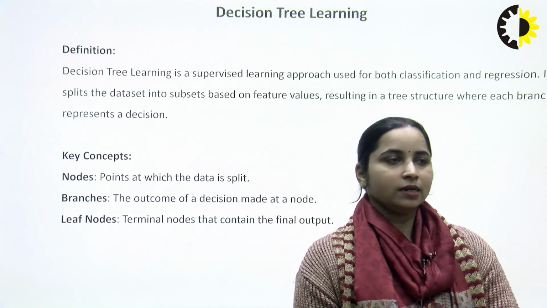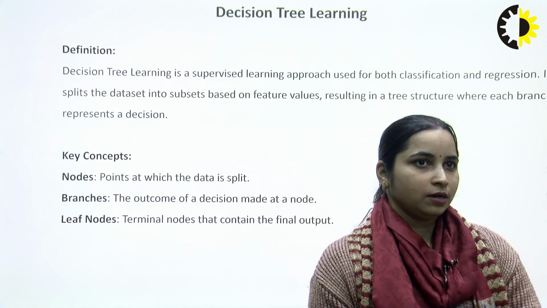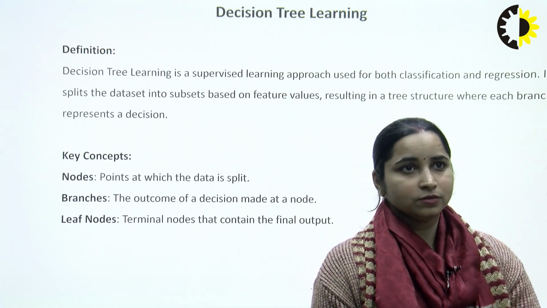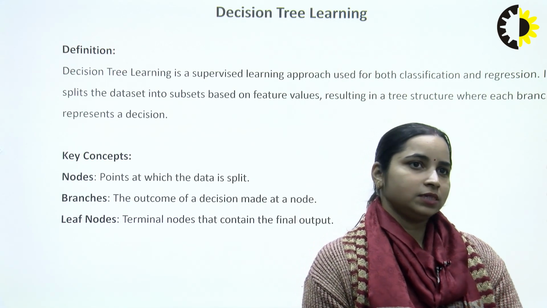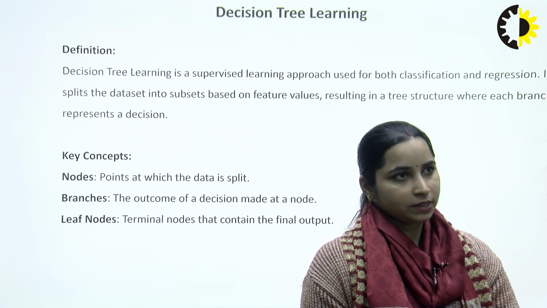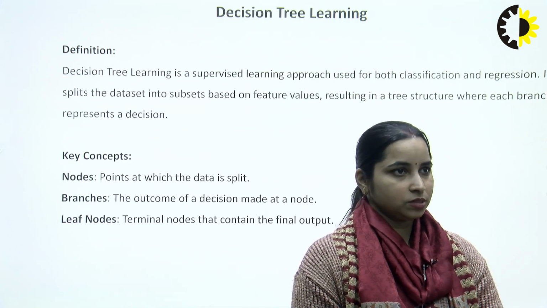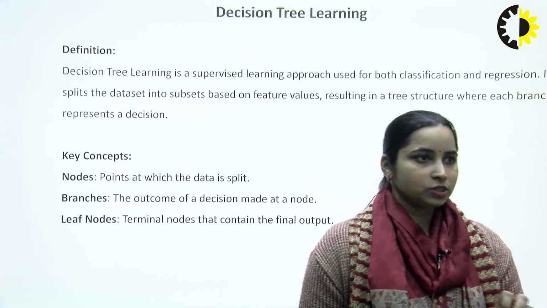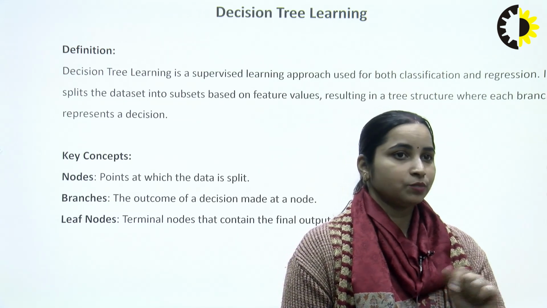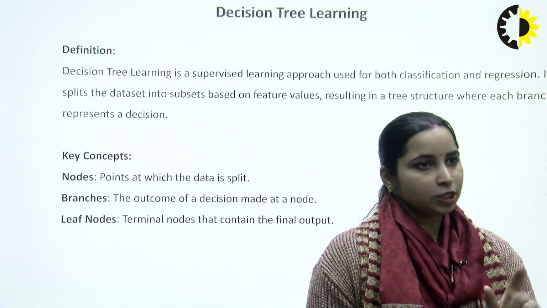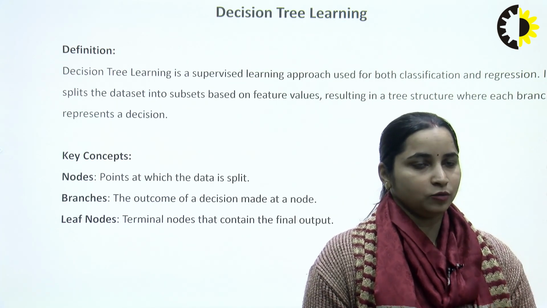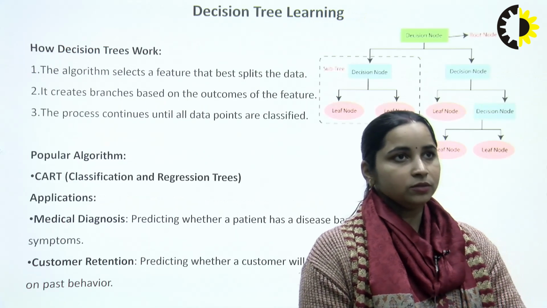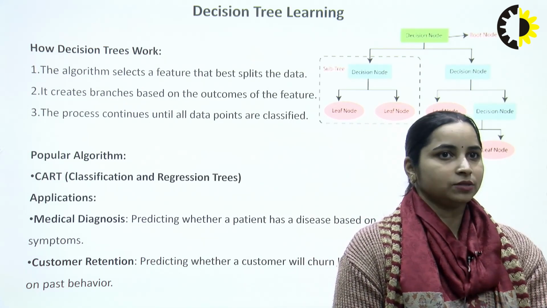In a decision tree, since it is a supervised learning approach, we use both classification and regression to split the data set into subsets based on the feature values, resulting in a tree structure with branches to represent the decisions, and nodes. So, there are three things: nodes, branches and leaf nodes. Nodes are the points at which the data is split, branches are the outcomes of the decision made at the nodes, and a leaf node is the terminal node that contains the final output, whatever we want to classify. So, this is the tree structure you can see.